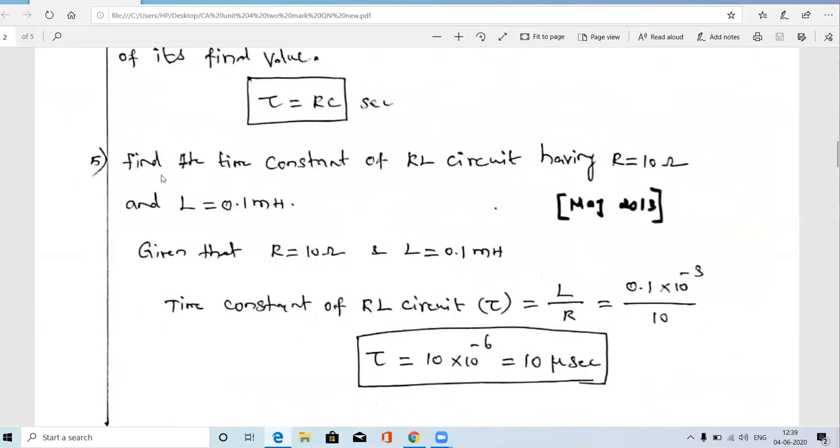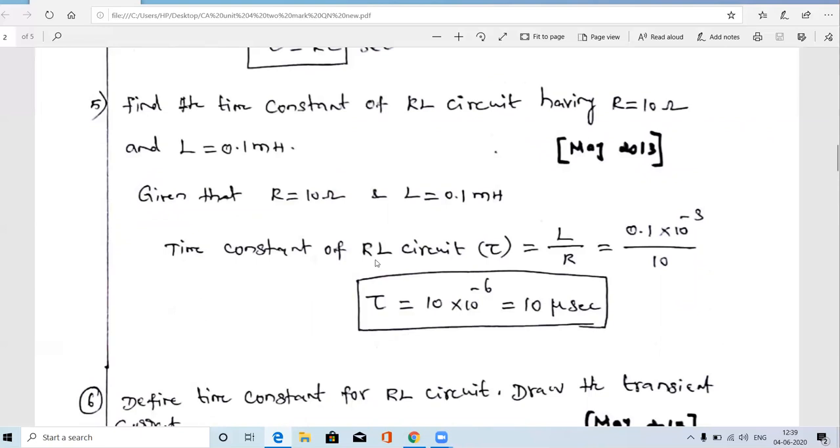The next problem: find the time constant of an RL circuit having R equal to 10 ohm and L equal to 0.1 millihenry. It's a May 2013 question. Sometimes they ask a problem for the time constant. What is the value given? R is 10 ohm, L is 0.1 millihenry. We have to find the time constant of the RL circuit. According to the definition, tau is equal to the ratio L divided by R.